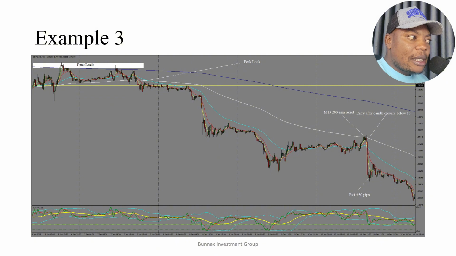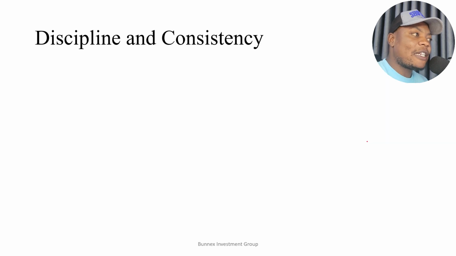Then last but not least, a GBP example on the M15 time frame. The peak was issued, then the peak lock was issued here after the 50 and 200 EMA cross. They had a very long impulse drop without pulling back to the 200 EMA, but later did so at this particular point. This is a 200 EMA retest and entry below the 13 EMA, and with one candle, 50 pips was attained, basically like that.